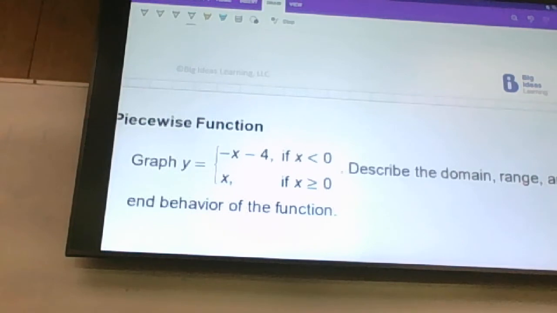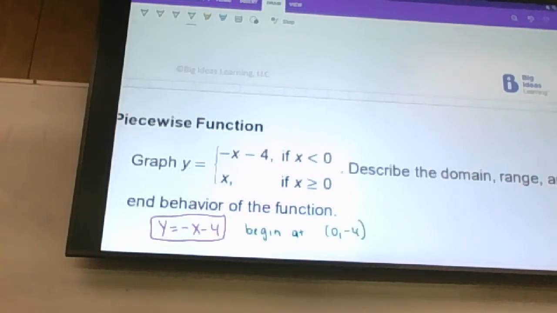So you're gonna start with y equals negative x minus 4. So you begin at 0, negative 4, the y-intercept, and then you move a negative slope down 1 over 1.